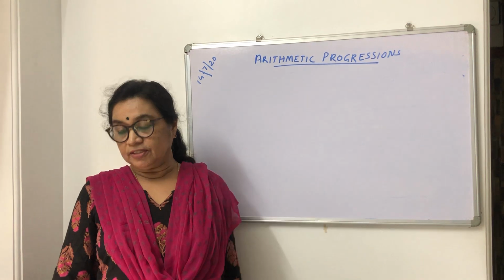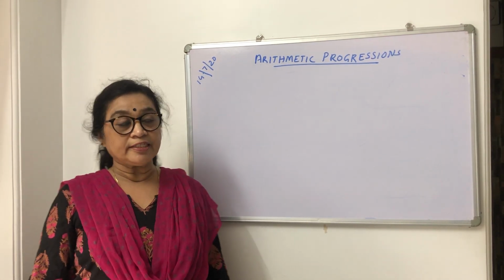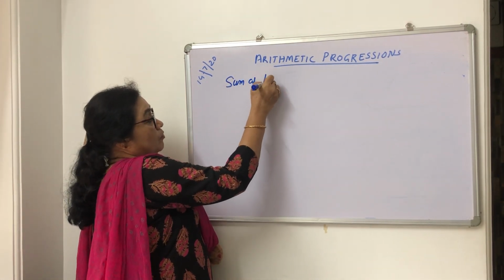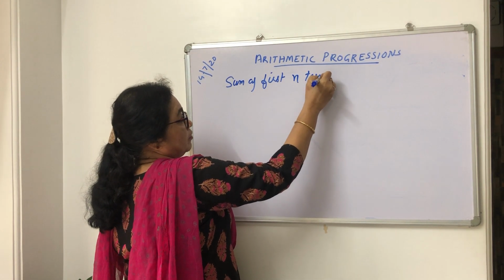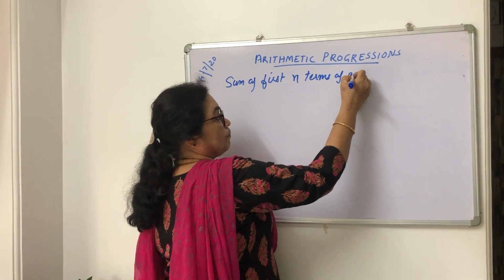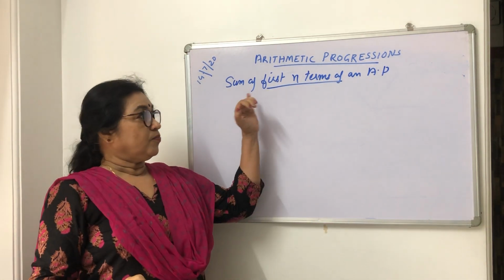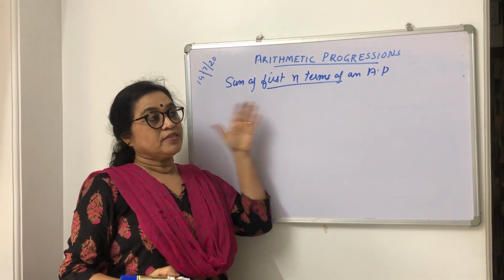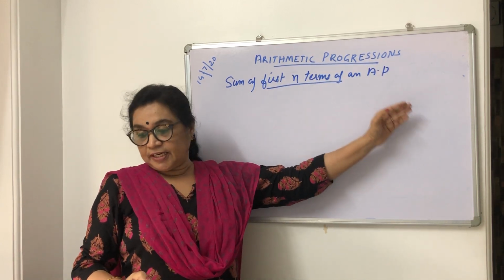Arithmetic progression. Today we are going to learn the sum of the first n terms of an AP. First term of an AP. That means for any AP you have to find the first 10 terms. So with an AP, sometimes you will find the sum of 5 terms, the sum of 10 terms, like that.